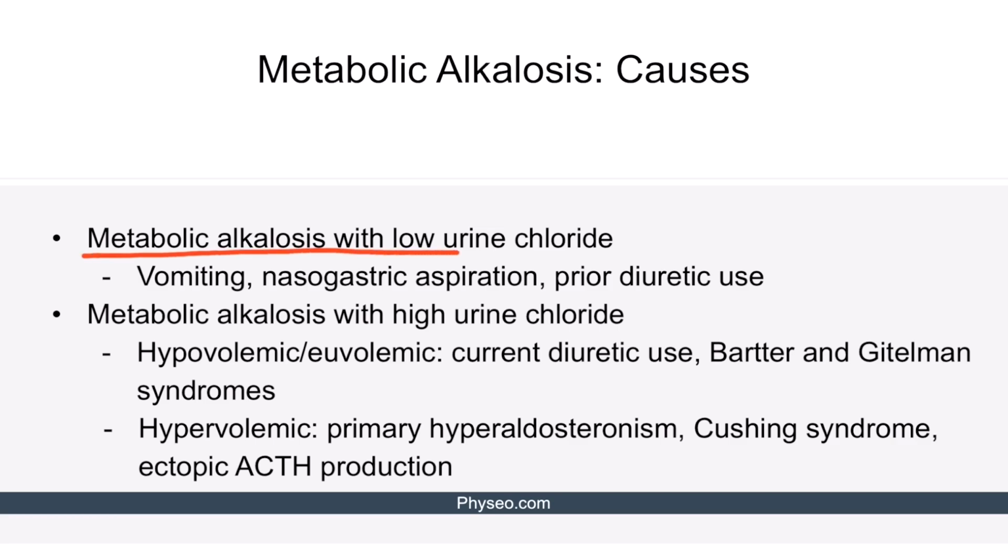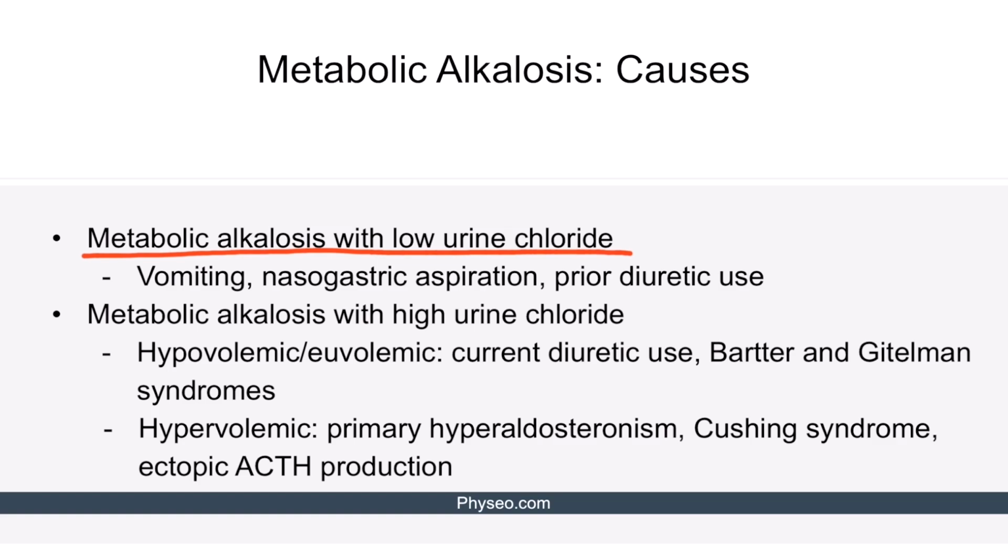Metabolic alkalosis with low urine chloride includes conditions that lead to volume depletion. Volume depletion leads to activation of renin-angiotensin-aldosterone system. Aldosterone, in turn, stimulates hydrogen ion secretion from the alpha intercalated cells and production of bicarbonate ions that leads to metabolic alkalosis. Therefore, causes of metabolic alkalosis with low urine chloride include vomiting, nasogastric aspiration, and prior diuretic use. As a general rule of thumb, the extrarenal loss of chloride leads to metabolic alkalosis with low urine chloride.